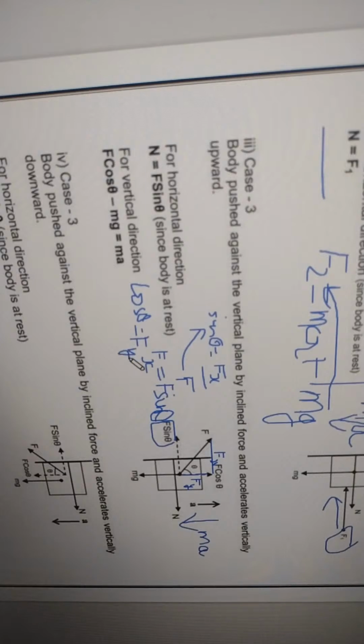This will be b by h. Cos theta is equal to base by hypotenuse. This is the base and this is the h, so Fy divided by F.